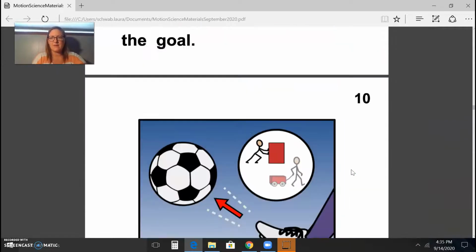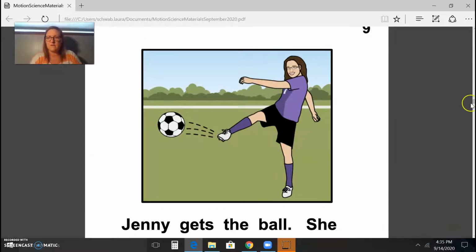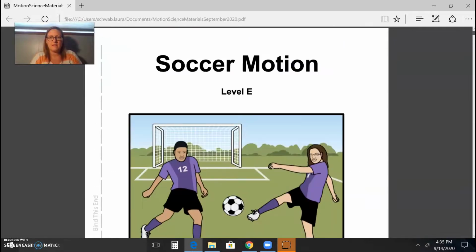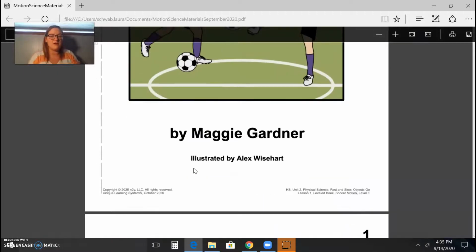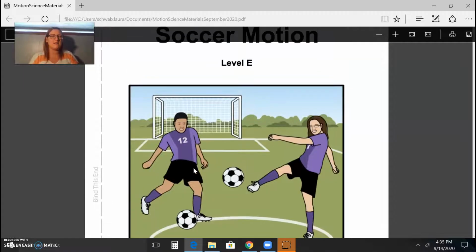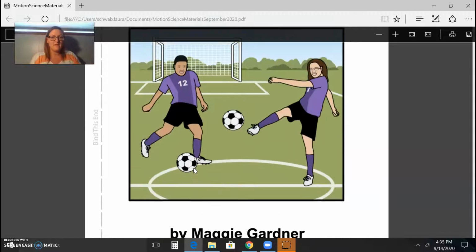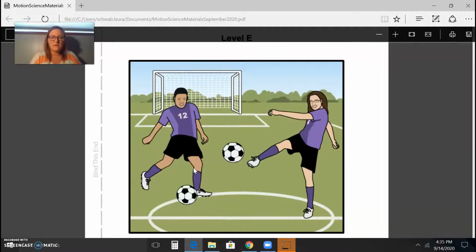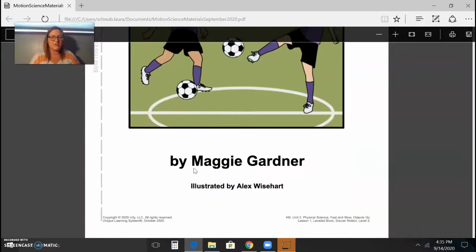So if we go back up to the top, today is just going to be a shared reading. Anytime that we introduce a story, we're just reading. The staff is going to model how we read the story, but then have the kids interact with that communication board. Okay. This story is called Soccer Motion. Look at their feet. They look like they're kicking the ball and making the ball move. Move is motion.